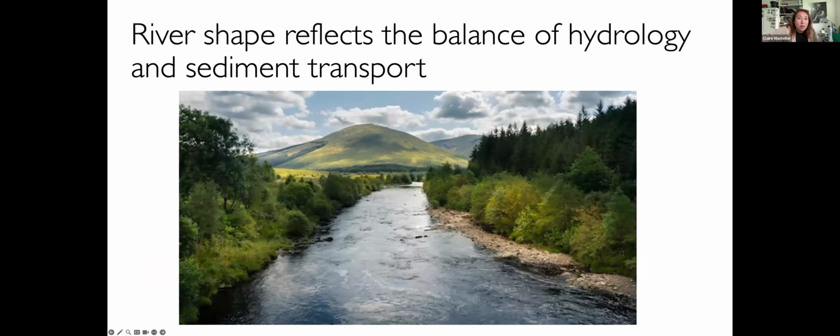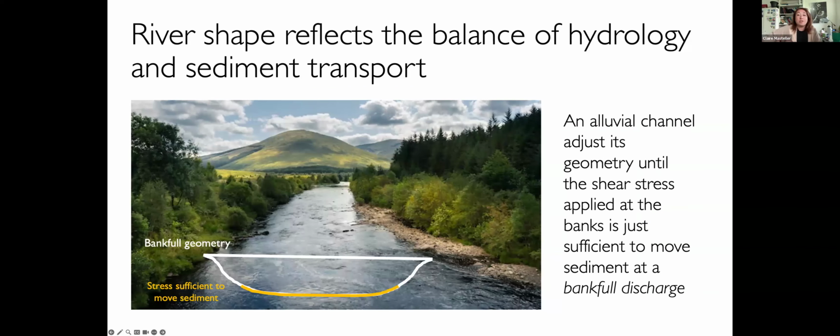Today I'm going to be talking about alluvial rivers. Alluvial rivers are rivers whose containers are made up of the sediment that they transport through them. These rivers have two main jobs, which are to move water and sediment across our landscapes. The shape of these rivers is some expression of the river's ability to do those jobs of moving water and sediment.